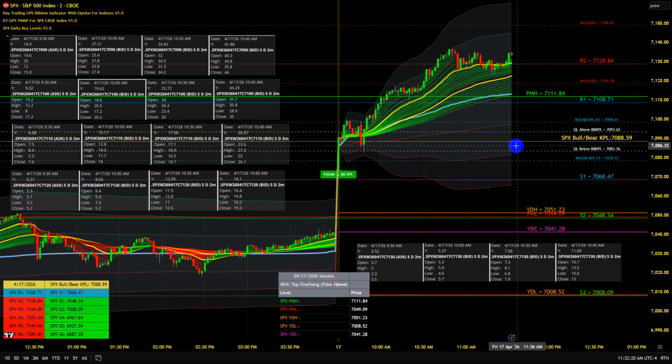7088.59 is today's bull bear key price level. The closest strike to that is going to be the 7090 strike. So it's a call option, and we're going to be utilizing the 7090 call option as our standard play.